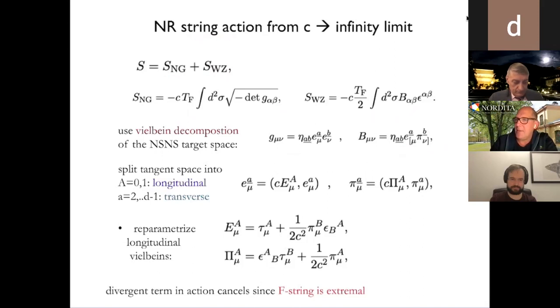Now we're going to make a split of the tangent space into two longitudinal directions to the string, call them capital A, and the remaining transverse directions, small a. And we have to reinstate factors of c, and we're going to open up the light cone, but the light cone opens up now on the string worldsheet. Like in GR, the light cone would be opening up only in one direction. Here it opens up in two directions, the longitudinal directions. And you do that for the regular vielbein and for, let's say, the B field vielbein.